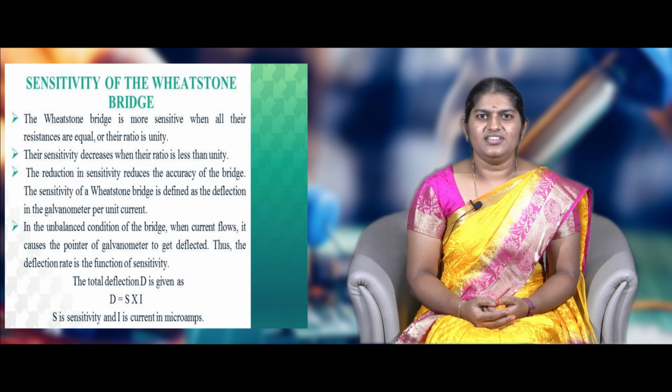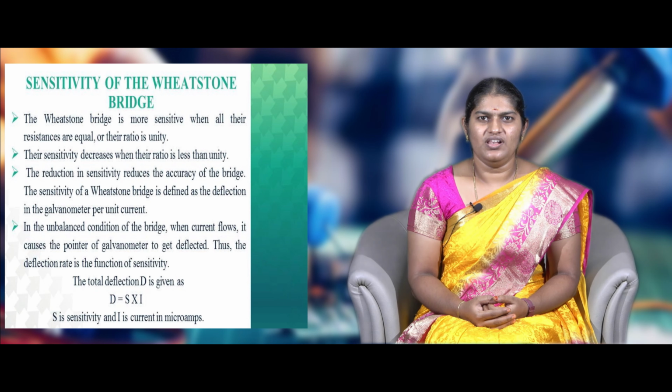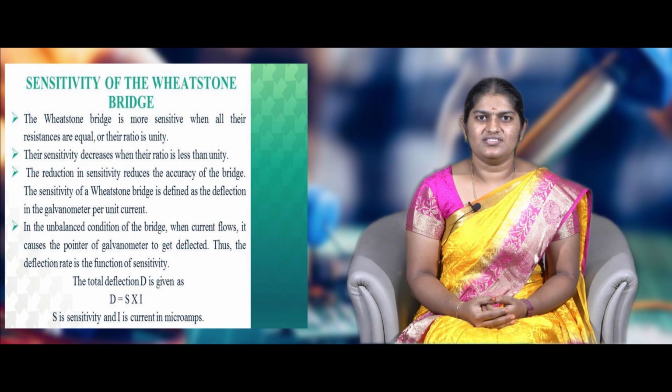Next, we are going to discuss sensitivity of the Wheatstone bridge. Wheatstone bridges are more sensitive when their resistances are equal and their ratio is equal to unity. The sensitivity decreases when the ratio is less than unity. Reduction in the sensitivity reduces the accuracy of the bridge.